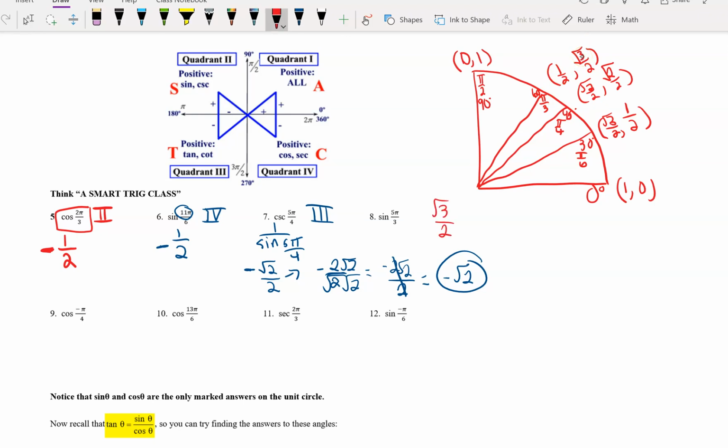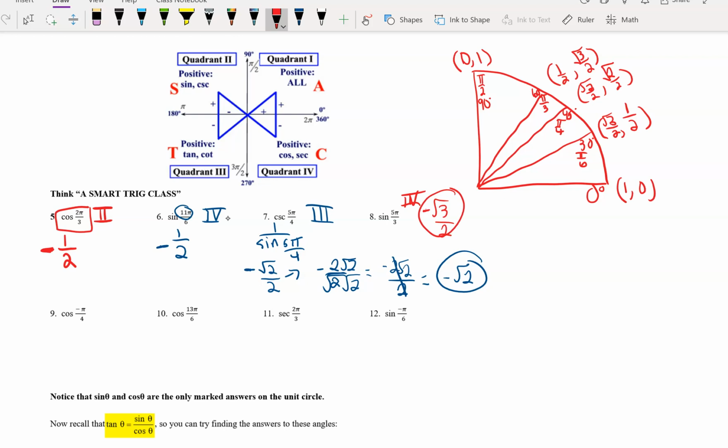But then we need to check if it's going to be positive or negative. 5 pi over 3 is in the fourth quadrant because it is almost 6 pi over 3, which would reduce to 2 pi, which would put us at 1 full revolution. So that's fourth quadrant. And in a smart trig class, sine is going to be negative in that fourth quadrant. So that's our answer for number 8.